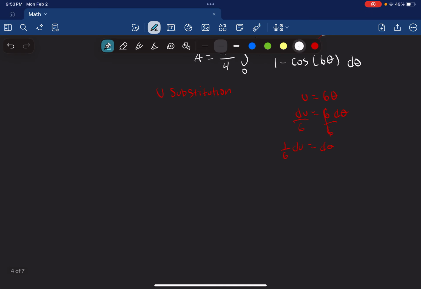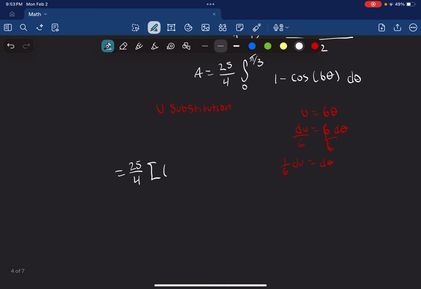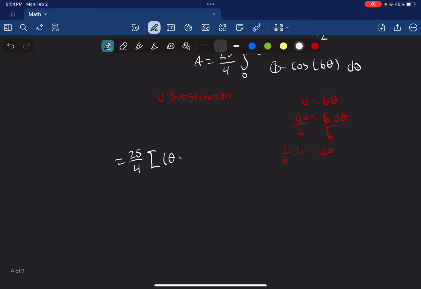So after I do this, we just keep on solving the equation. And when we get the antiderivative of, let's say, 1 with respect to d theta, it would just be theta minus, and then from our u sub, what we have there is 1 over 6. And then the antiderivative of cos would be sine. And then we would still be left with 6 theta. And here, we just plug these in.